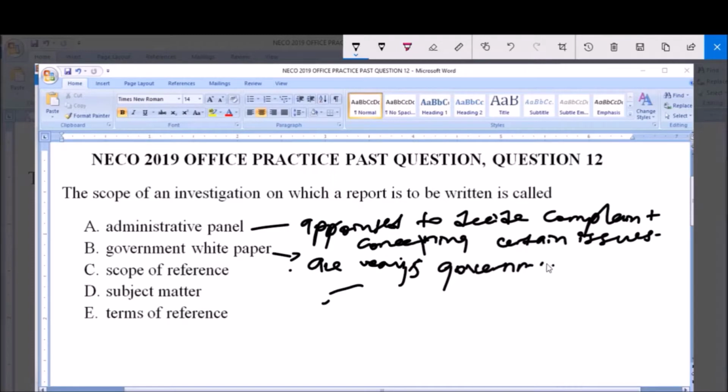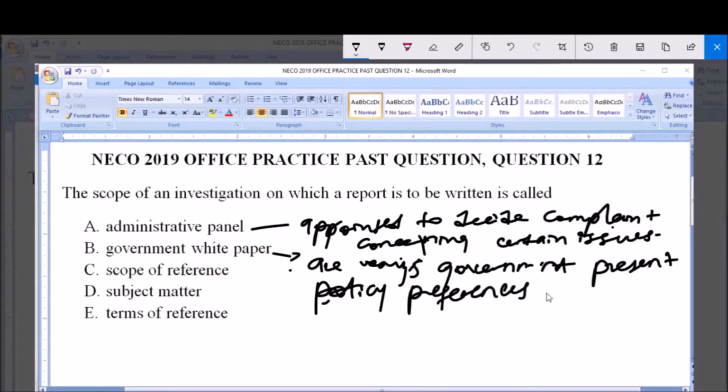These are ways the government does introduce or present policy preferences before it introduces legislation. In other words, it allows for public opinion. So government white papers are methods that allow for public opinion pertaining to certain policies that the government is about to present or to put into law.